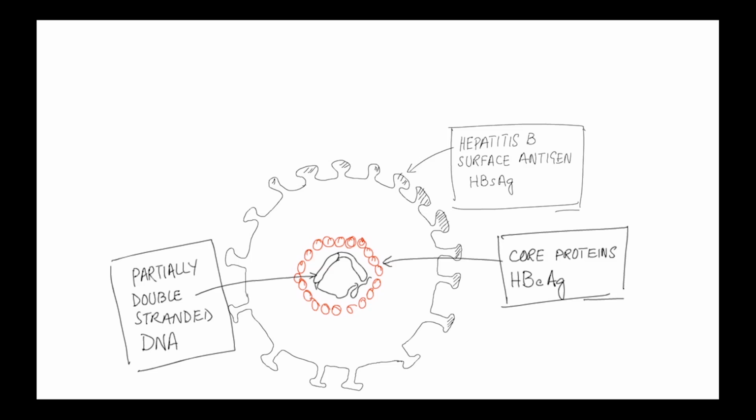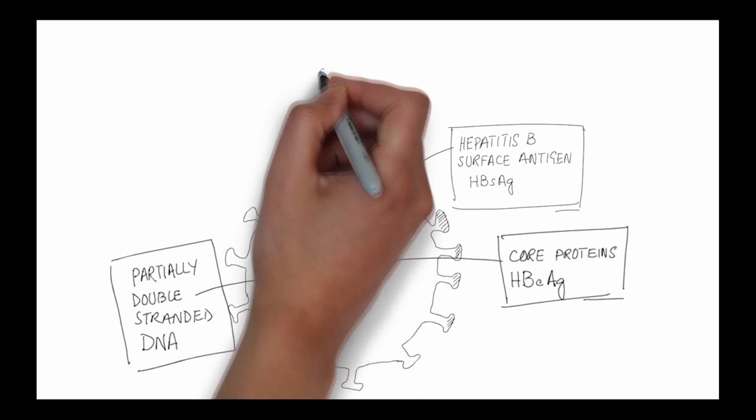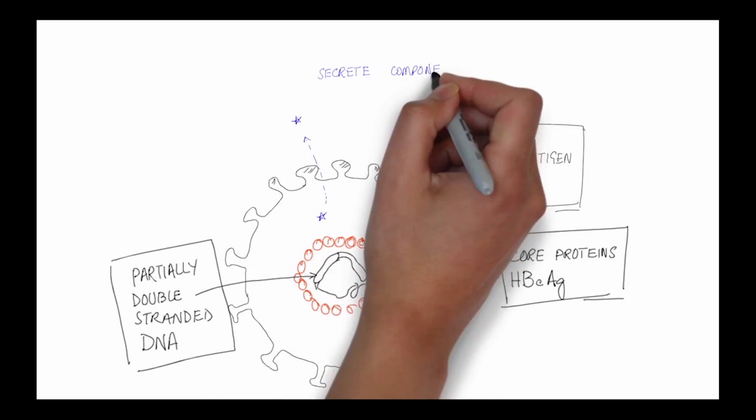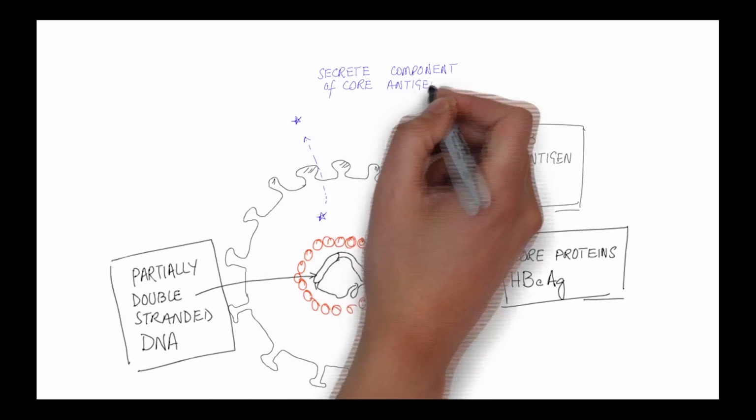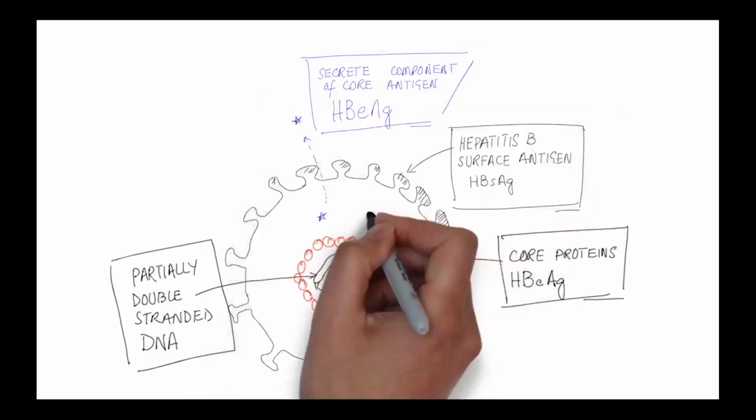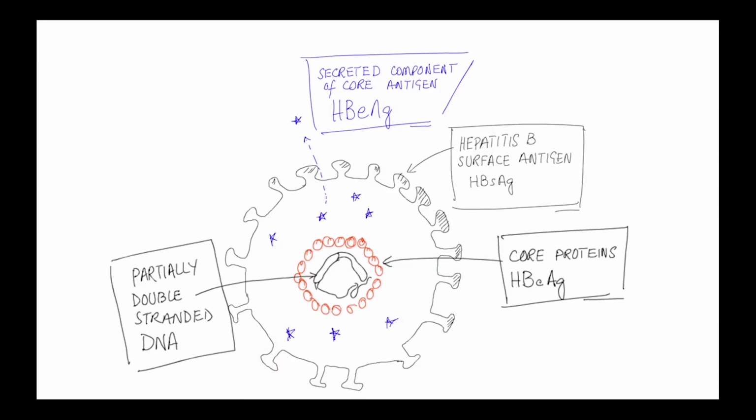Now what is important about this one? The important thing about this virus from the lab's point of view, the things that we measure, is that it has 3 antigens that are interesting for us and that we can measure. One is the surface antigen. So the viral envelope exhibits antigens which are called hepatitis B surface antigen. So HBs for surface, Ag for antigen.